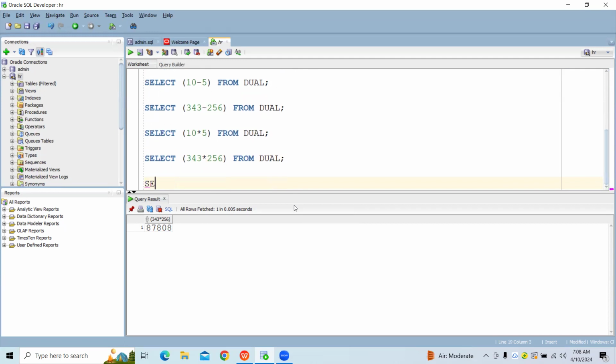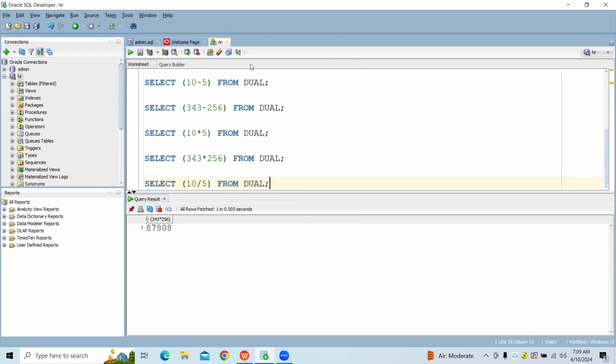So for that, how do we write our query? We'll be writing our query starting with a select keyword. After that, I wanted to divide 10 by 5, so I have mentioned 10 / 5. After mentioning this, I have mentioned from clause, given the table name as dual, and then I have terminated the query with a semicolon.